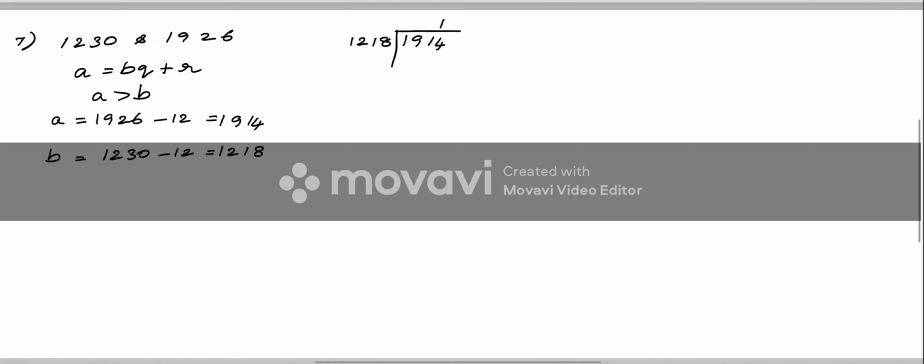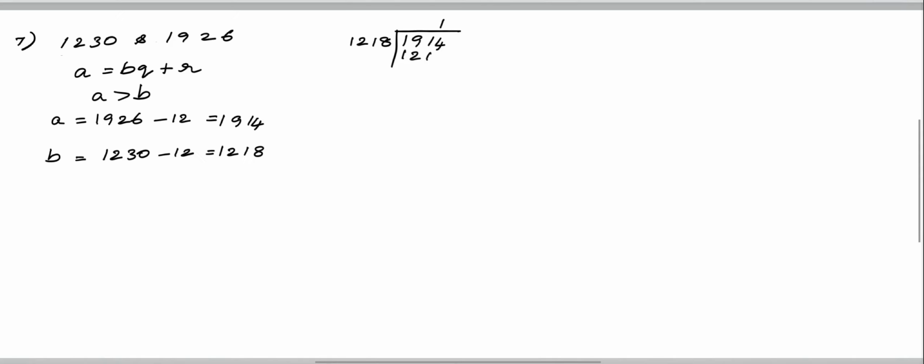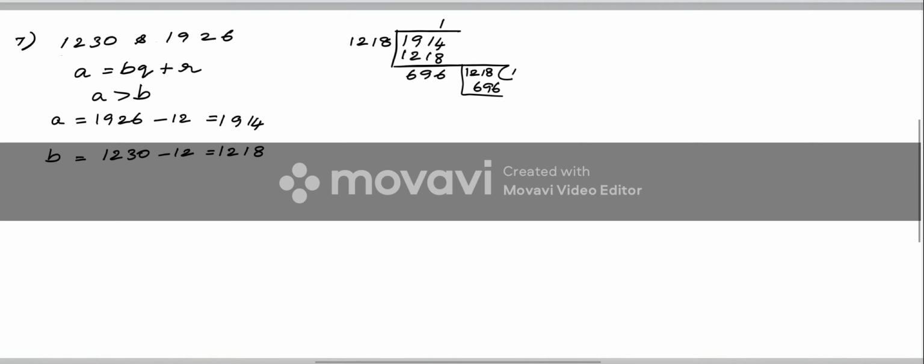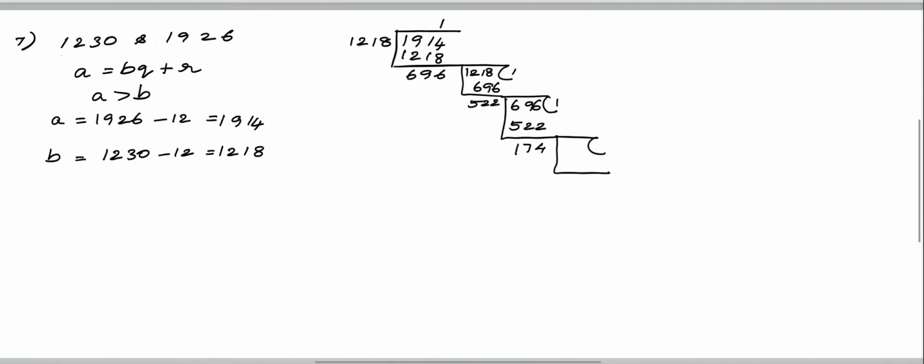1218, 1 time 1218. You subtract it. Now take your previous divisor as your dividend now. How many times it goes? 1 time, 6, 9, 6. You subtract. Are you getting like this, ma? Yes, take down your previous divisor as your dividend. 1 time. So 5 to 2. You subtract it. Take the previous divisor as your dividend now.